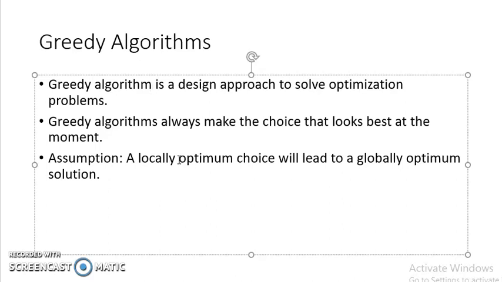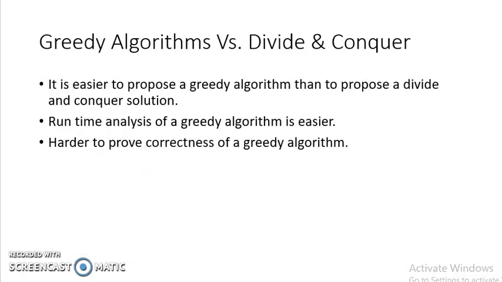What it does is at every moment or at every step, it makes a choice which is the local optimum. And it hopes that choosing a local optimum at every step or instance would lead to a global optimum solution at the end. We've already studied divide and conquer and dynamic programming design paradigms. Greedy algorithms is the third and last design paradigm that we are going to study in this course.